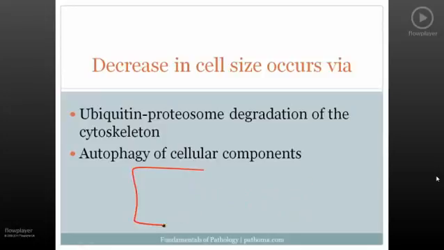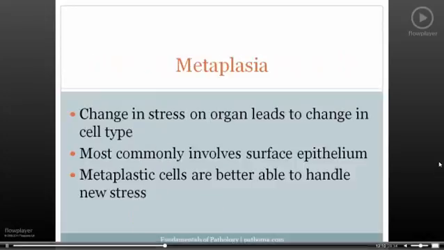So for example, if this is the cell here, little vacuoles are created, and those vacuoles fuse with lysosomes, and the lysosomes contain the hydrolytic enzymes that are necessary to break down and destroy products into their simple building blocks. And so basically what will happen is that an autophagic vacuole will be formed, and the cellular components will be consumed and then destroyed by the lysosomes. So two mechanisms by which the cell size decreases. Number one, ubiquitin proteasome degradation pathway, and number two, autophagy of cellular components.